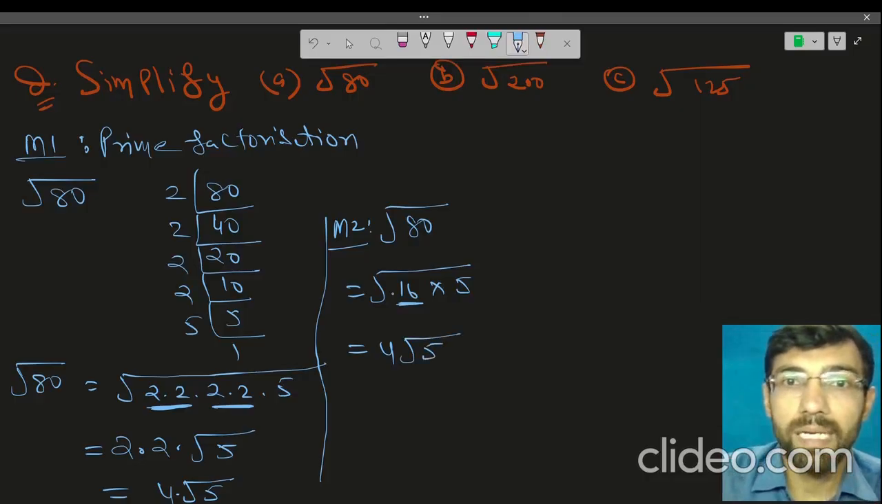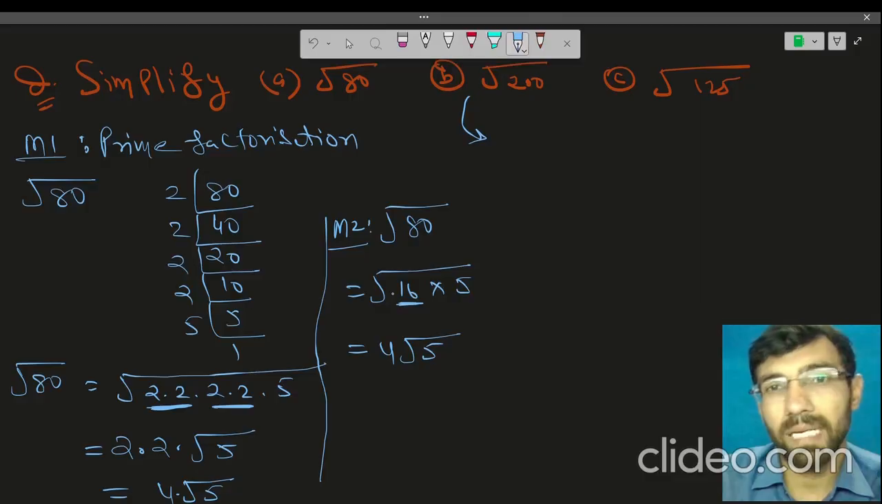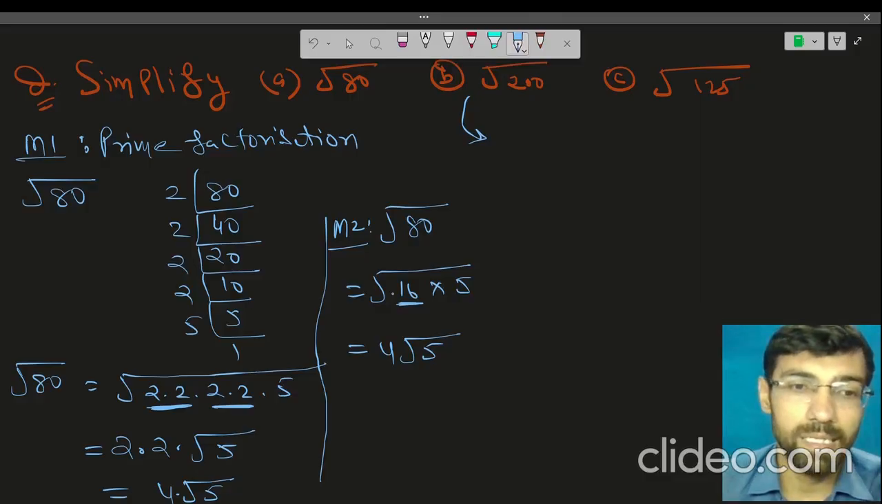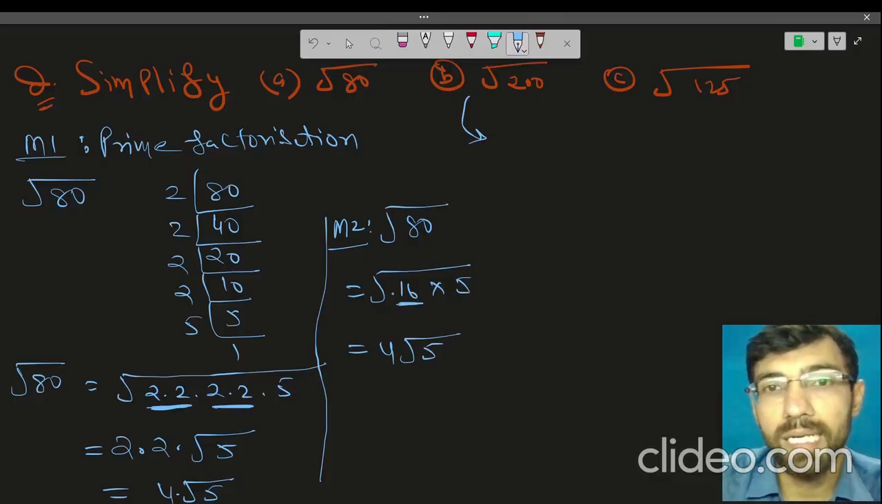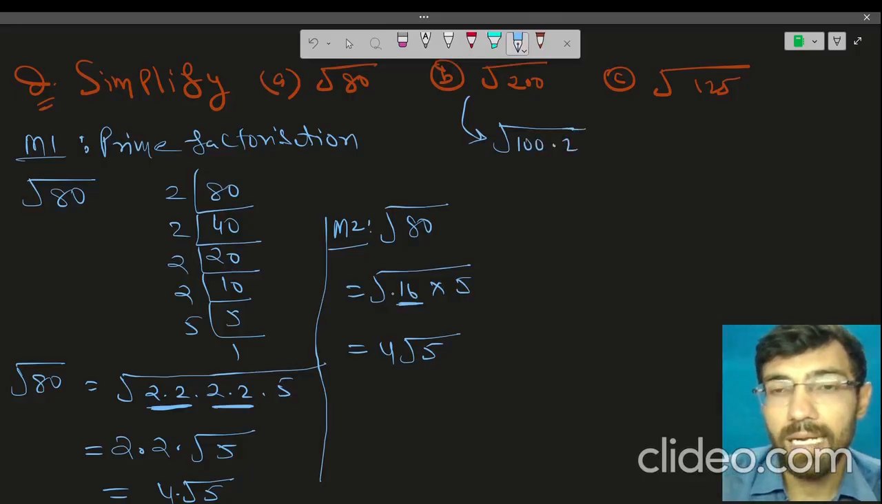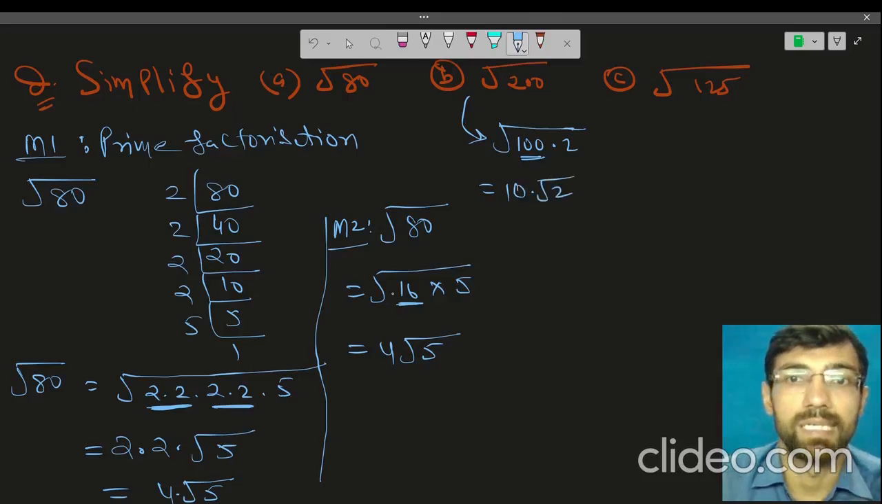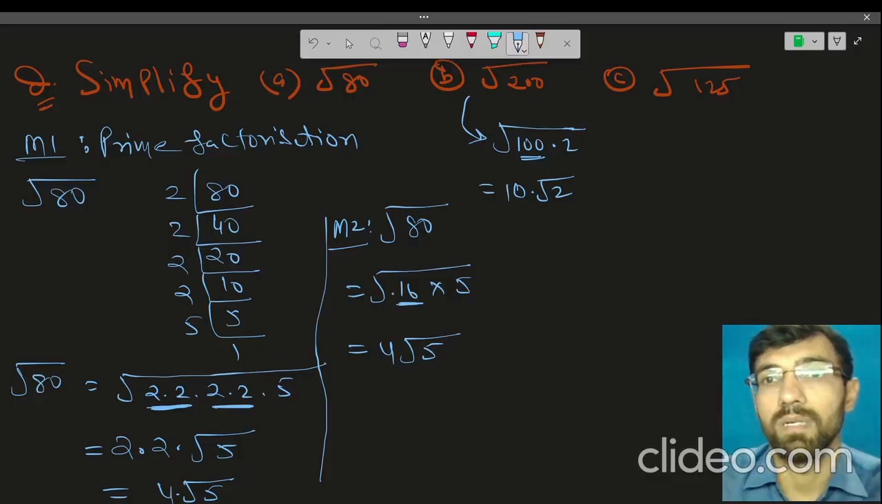Similarly, this one, root of 200. Method 1 is prime factorization: you factorize 200 and then try to make pairs of 2. Or root of 200, I can write as root of 100 into 2, because 100 is a perfect square. For 100, 10 will come outside because 100 is the square of 10. So 10 root 2 is the simplest version of root of 200. What about root 125?